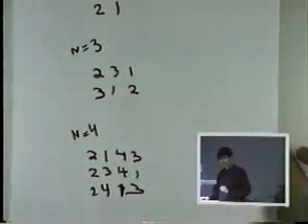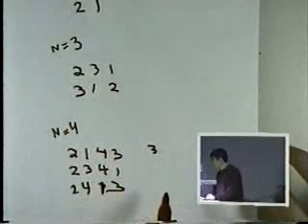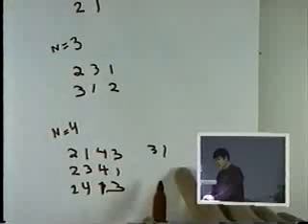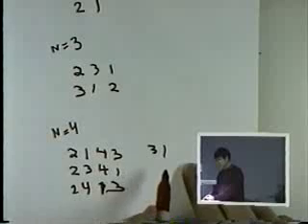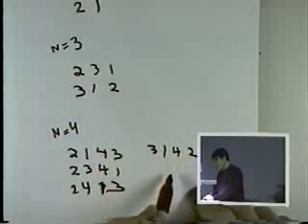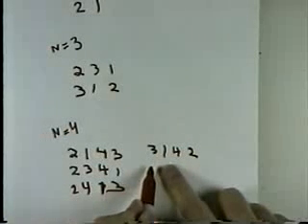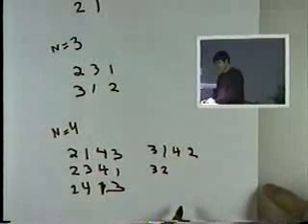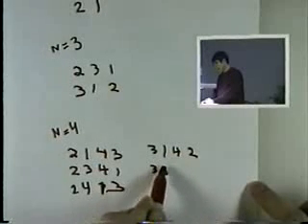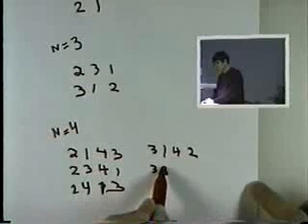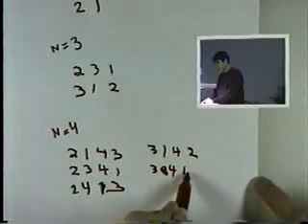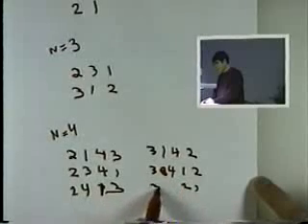How many derangements are there that begin with 3? I could have 3, 1, and then what? 4, 2, that won't work. Anything else that begins with 3, 1? No. 3, 2, I can't do that. 3, 3, no, that's not good. 3, 4. If I have 3, 4, what can I now do? 1, 2, and 2, 1, right?